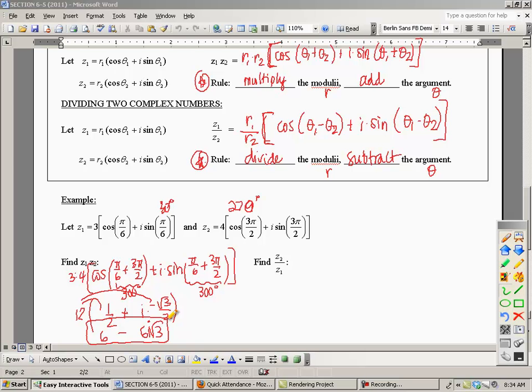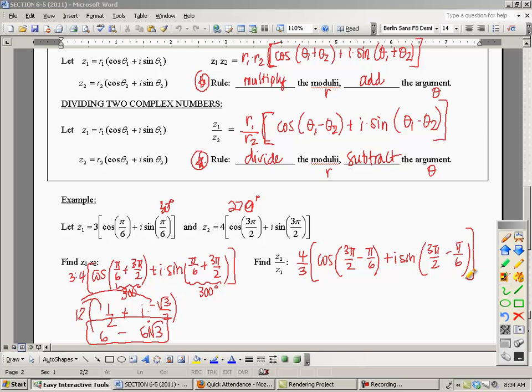We're going to go the other way. We're going to divide them. So we divide their moduli, and you get 4/3. Now be careful of the order, because in this case Z2 comes first, so that means the 4 is going to go on top. And if I look at this now, my 3 pi over 2 is going to come first. So 3 pi over 2 minus pi over 6 plus I times the sine of 3 pi over 2 minus pi over 6 again.